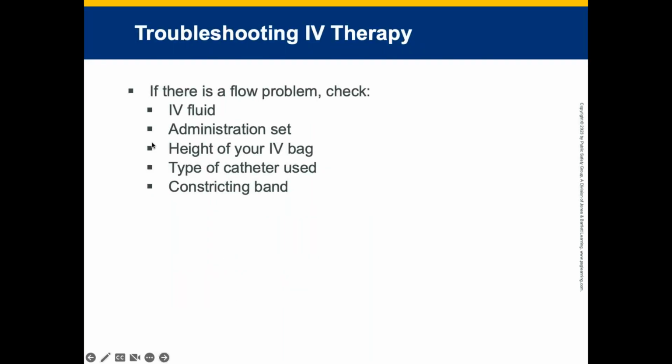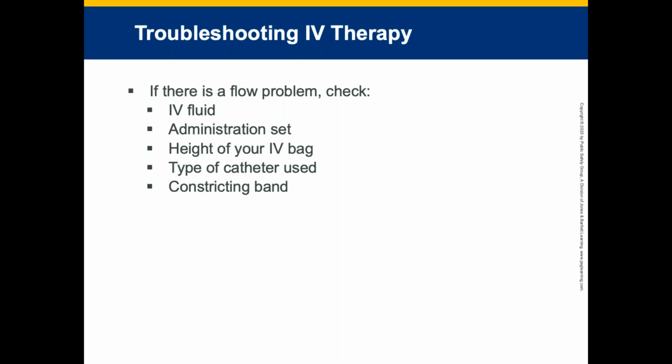All right, so troubleshooting IV therapy, we're going to check the following. IV fluids. If it's not dripping appropriately, look at the fluids, the administration set, the height of your bag. If the bag is below the heart, it's not going to drip. The higher the bag, the faster it drips in, unless you have an IV pump in place. Type of catheter you use. If you have a 22 gauge catheter in, it's not going to flow fast. 20s flow pretty decent. 18s flow a lot faster, right?